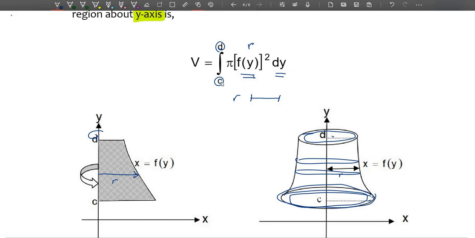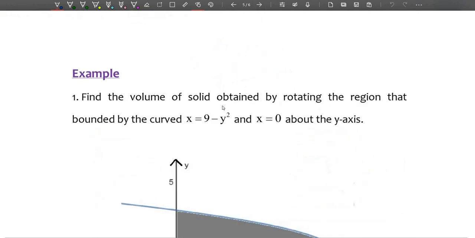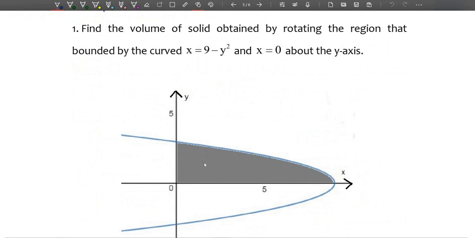Next, let's look at the example. The first one: find the volume of the solid obtained by rotating the region bounded by the curve x equal to 9 minus y squared and the line x equal to 0, about the y-axis. So that means it rotates here. I think the question actually meant the other boundary to be y equal to 0, because the graph is bounded here.